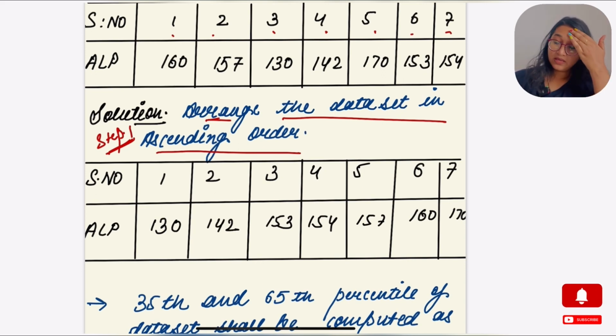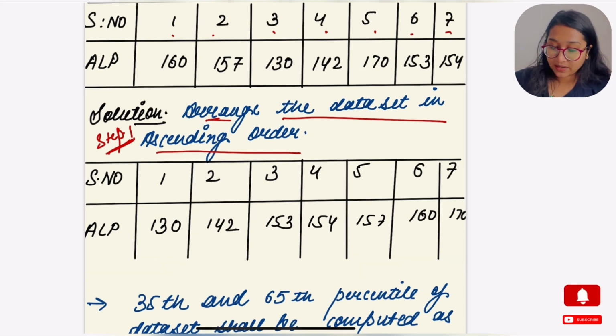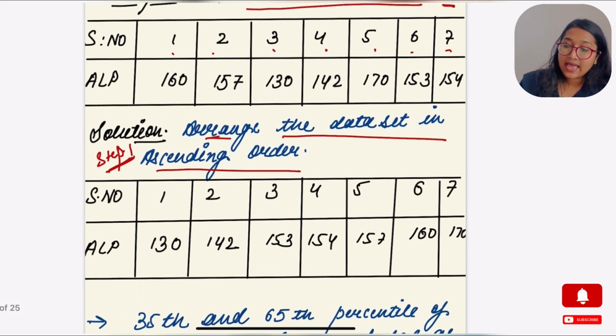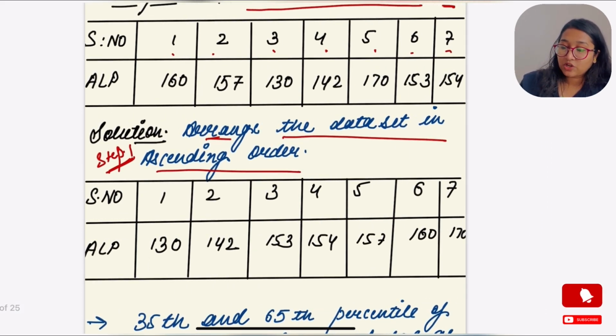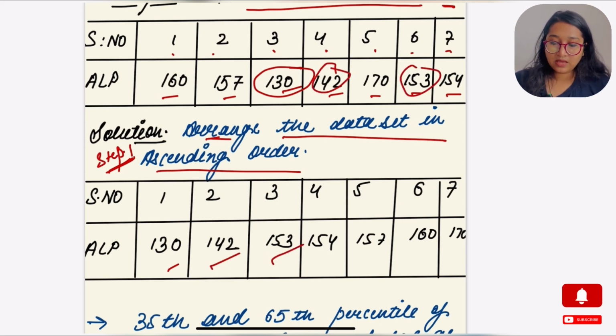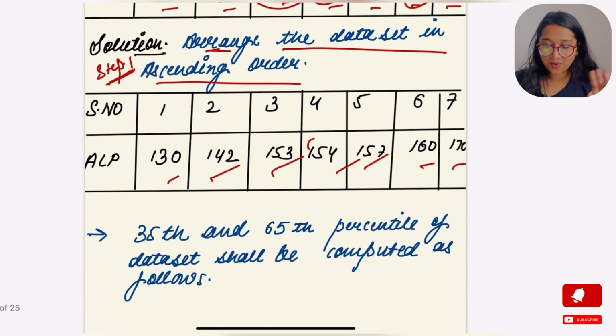So I am arranging these arm's length prices. I have arm's length prices which are 7 in number: 160, 157, 130, 142, 170, 153 and 154. The smallest among them is 130, then 142, then 153, then 154, then 157, 160 and 170. Is it clear? Hope this part is clear.